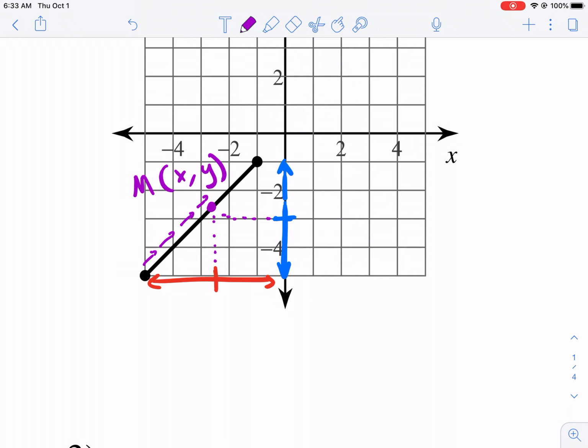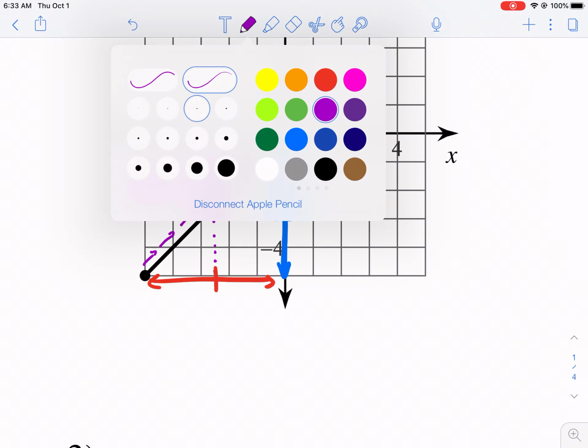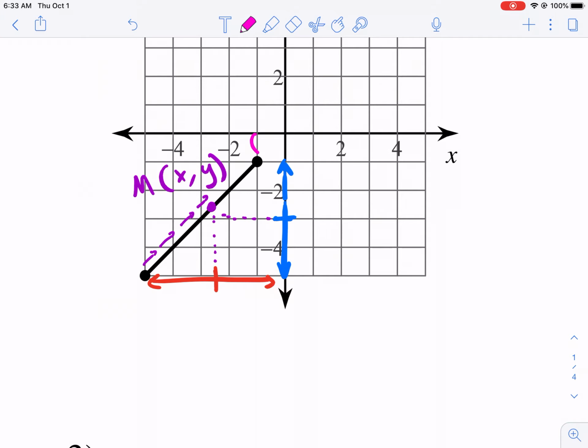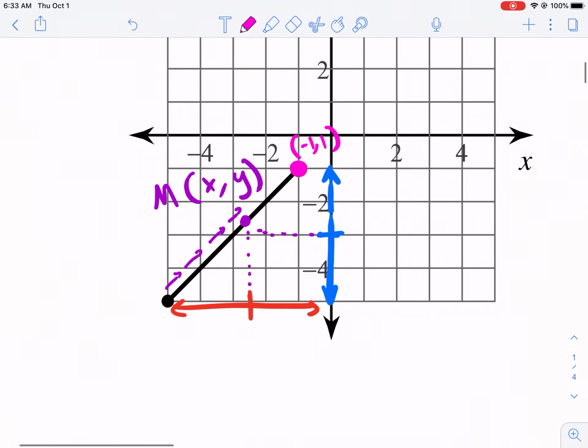Now, let's go ahead and label our points here. I'm going to label in pink. This endpoint is -1, -1. It's very important that you consider that these are called endpoints. Then we have this endpoint, and that is -5, -5.